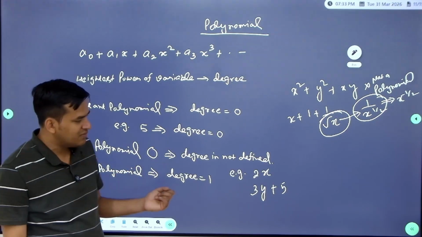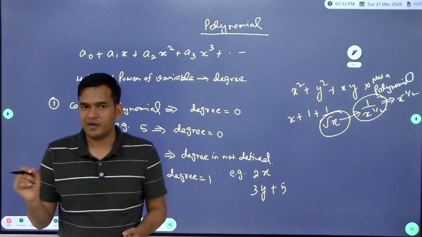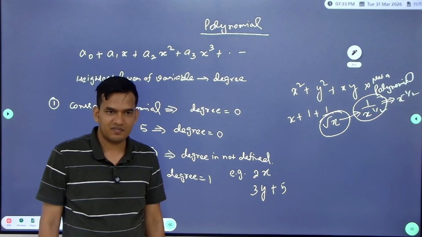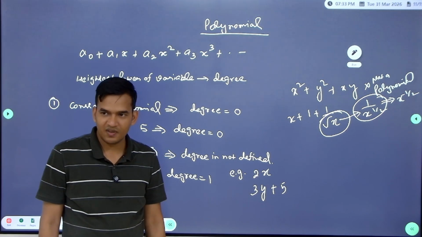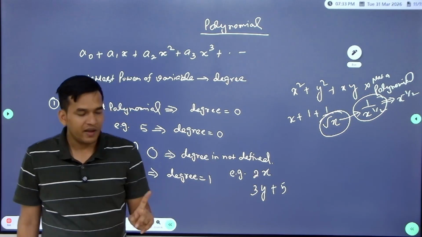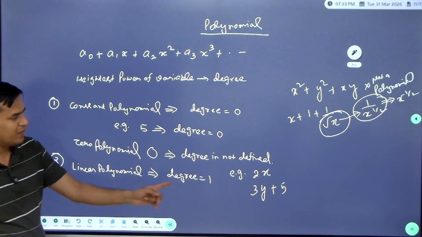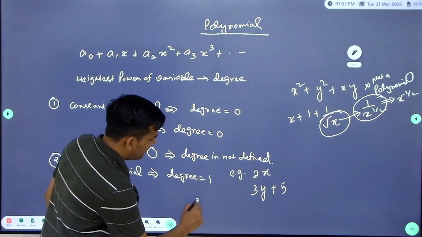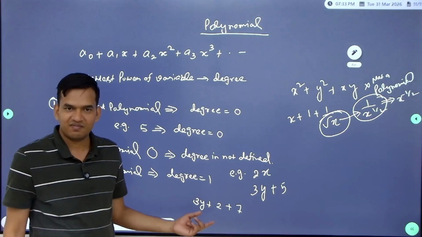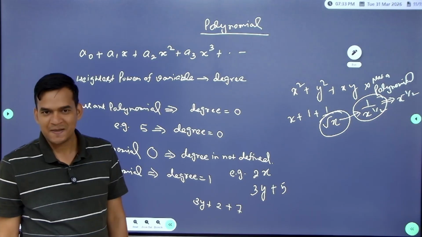Achha, the maximum number of terms in a linear polynomial. Terms are separated by plus or minus sign in a polynomial. So in this polynomial, how many terms are there? One or two? Two terms are there, one and two. So the maximum number of terms in a linear polynomial is 2. It cannot be more than that. Suppose I write 3y plus 7. In this case, how many terms are there? 2 or 3?